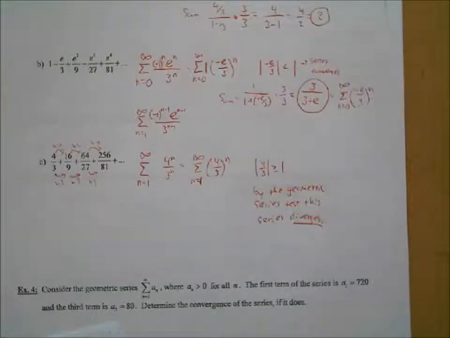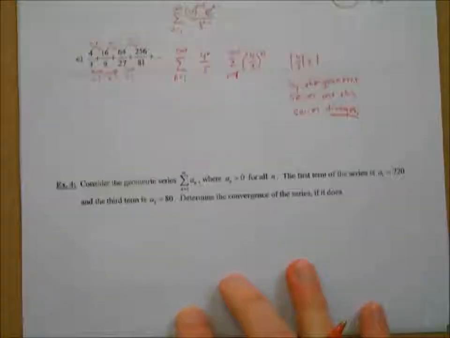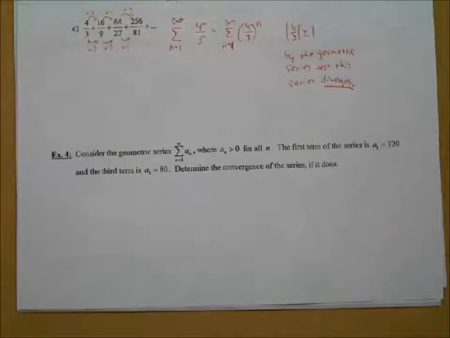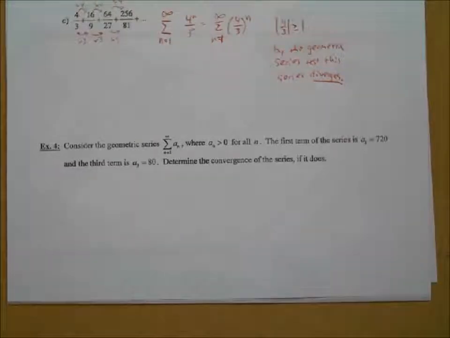Okay. Let's move on down here then to example 4. Take a look at this guy. All right, so we're going to consider the geometric series. So we're already told it's a geometric series. That's nice. The sum from n equals 1 to infinity of a sub n, where a sub n is greater than 0 for all n. The first term of the series, a sub 1, is 720, and the third term, which is a sub 3, is equal to 80. Determine the convergence of the series, if it does converge.